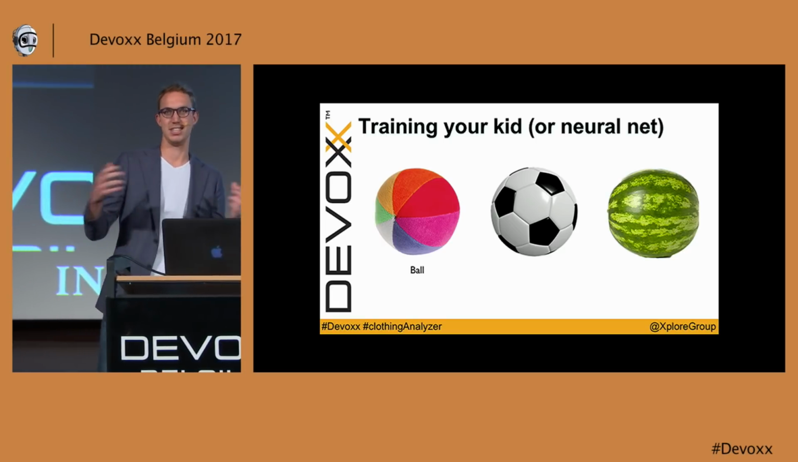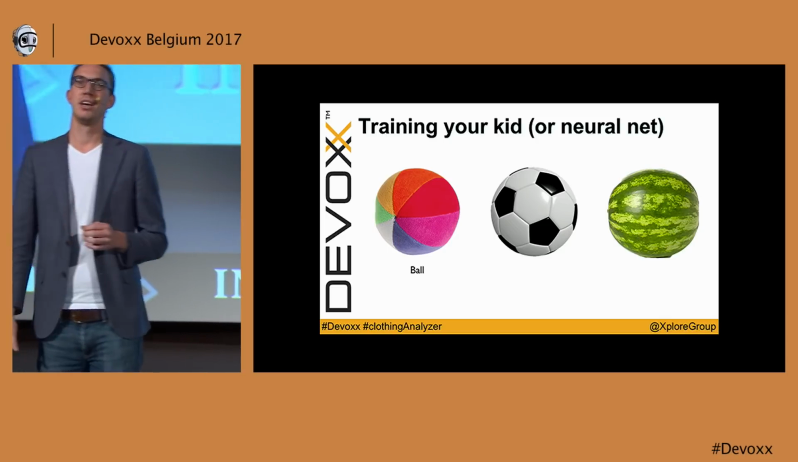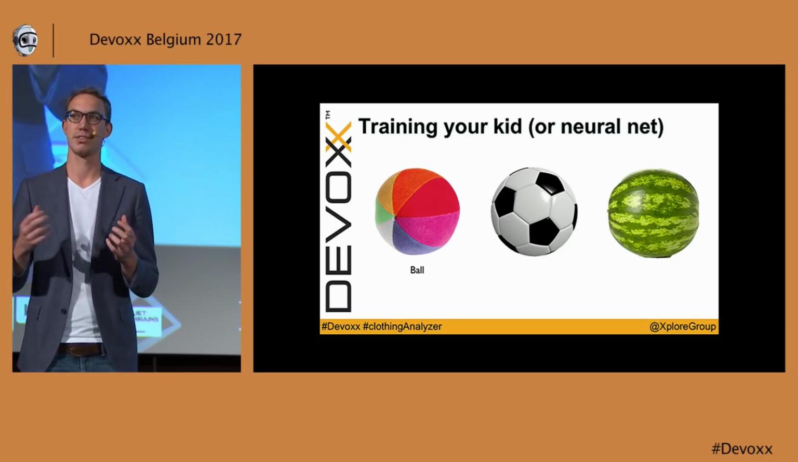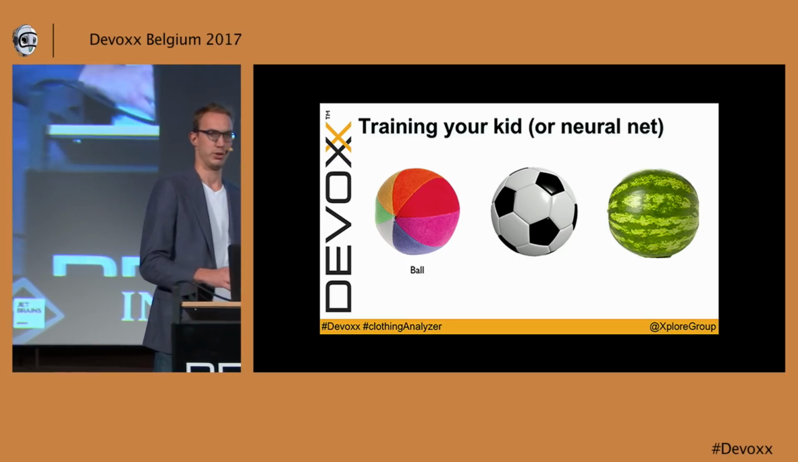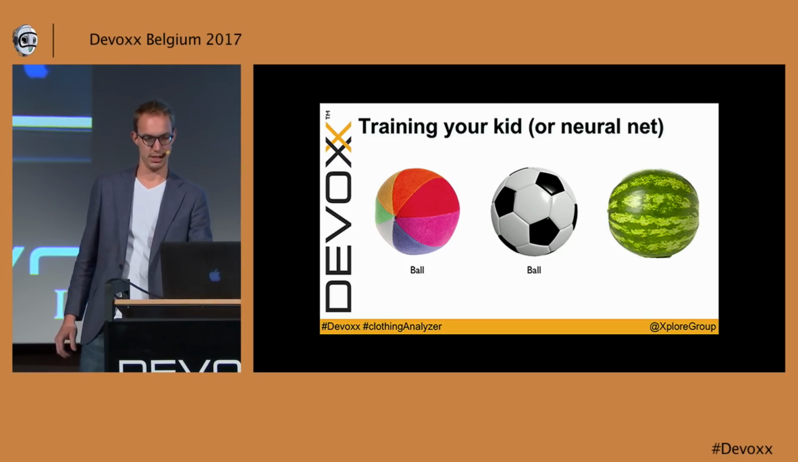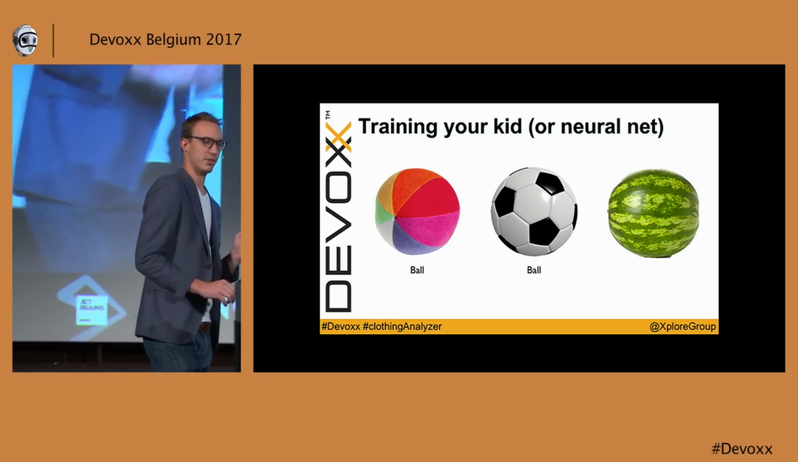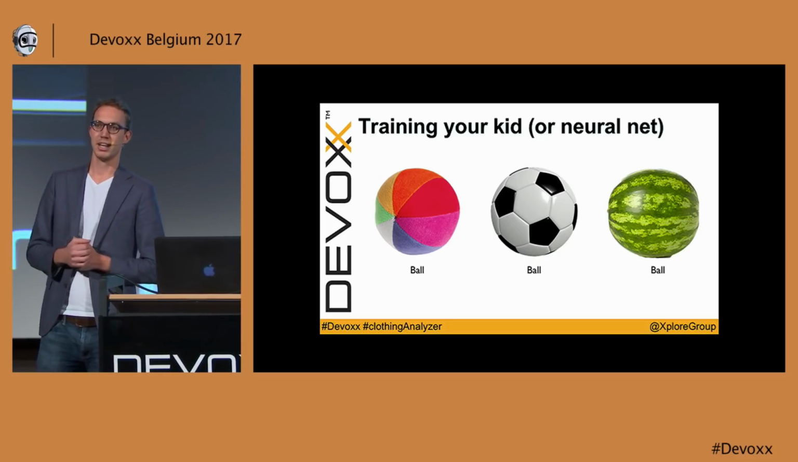Okay, my son, he sees a lot of balls. So he knows, okay, this is a ball, this is a ball, this is a ball. And then a pattern emerges from all those images of balls, and he sees, okay, a ball is round. So I know that first thing is a ball, and the second object is a ball as well, because it's also round, and the third object is a ball as well, because that ball is round.